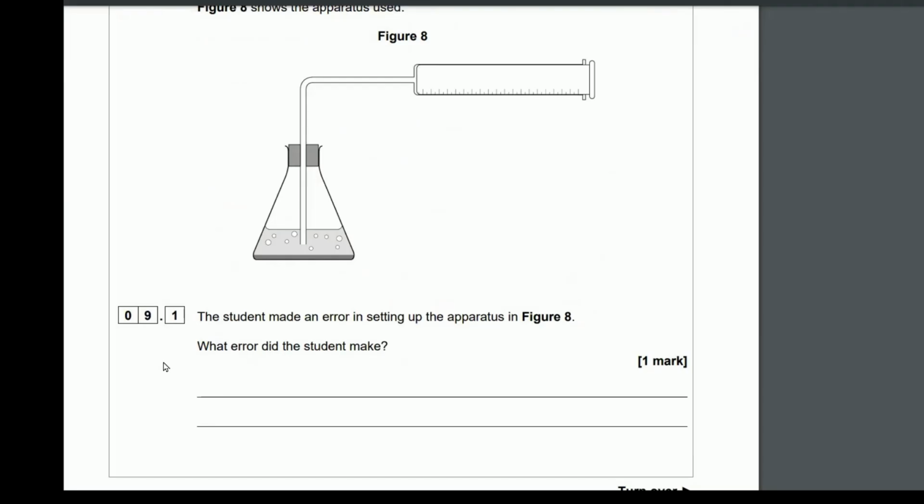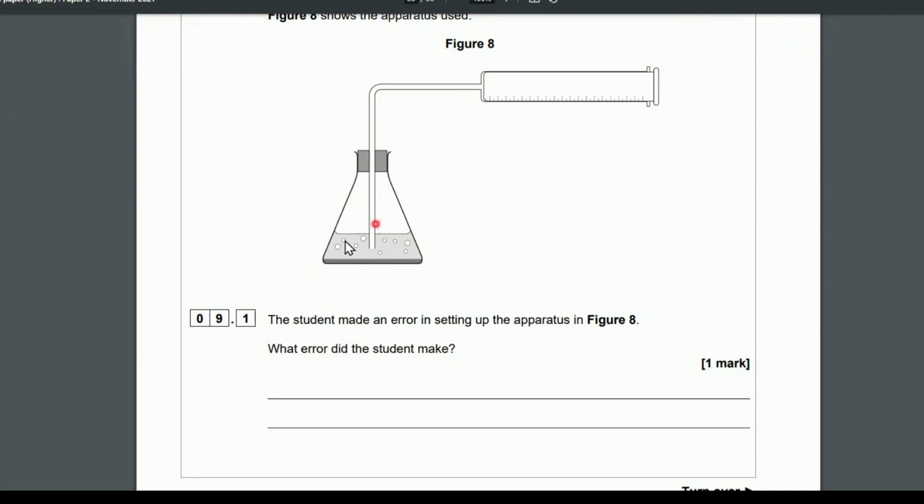So the student made an error in setting up the apparatus in figure 8. What error did the student make? So they have put the acid in. They've put the gas syringe in so the gas can be collected. Look what they've done. Where have they put the gas syringe? What's going to come bubbling up here? Hot acid. We want to collect the gas, but instead they're collecting the acid or the reactants. Really, this tube should not be in the acid.